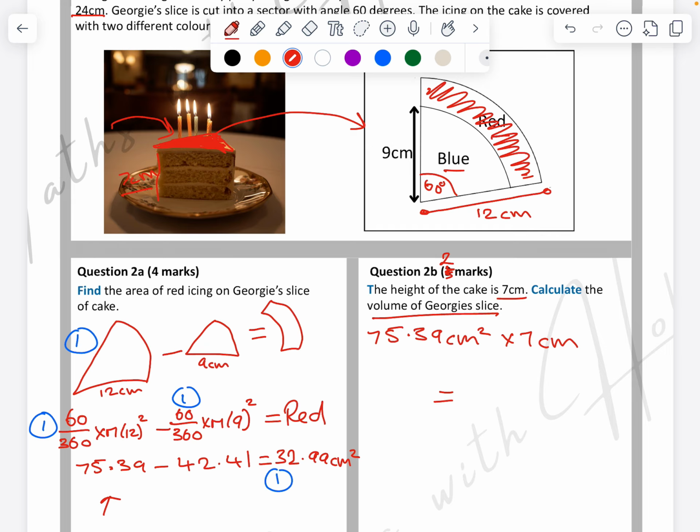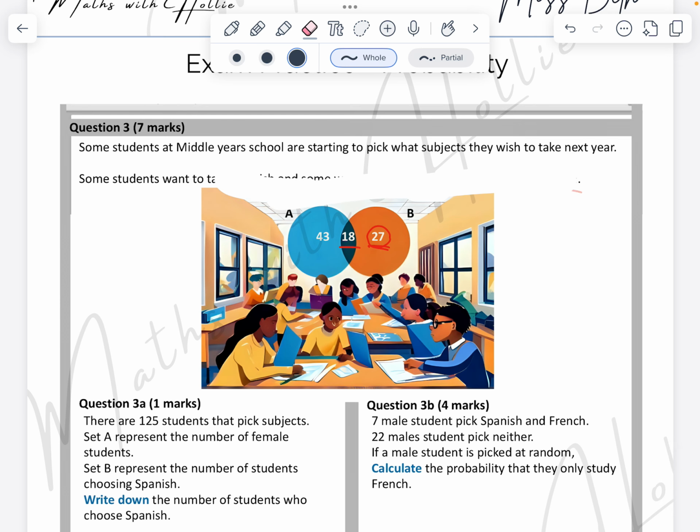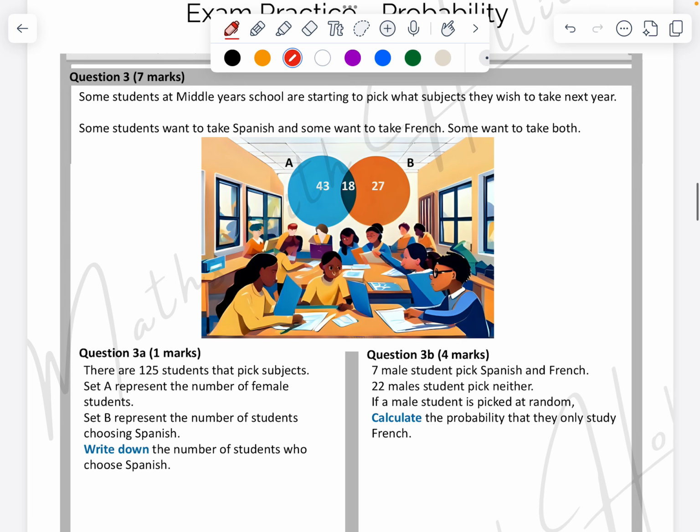So your answer for this question is 527.73 centimeters cubed. Okay, and that's a nice easy 6 marks. Right, the next bit then, we're going to scroll down, is a probability question. And I forgot to rub that out, but it doesn't matter.